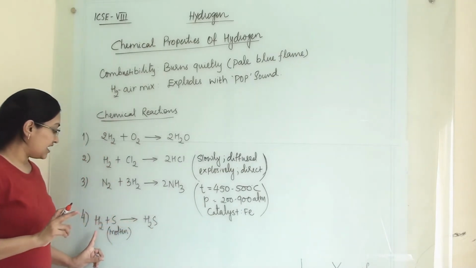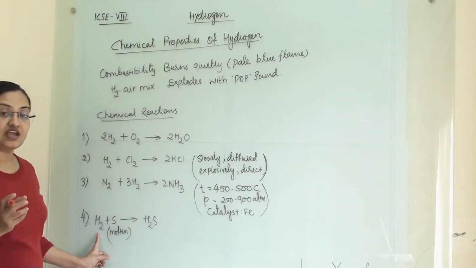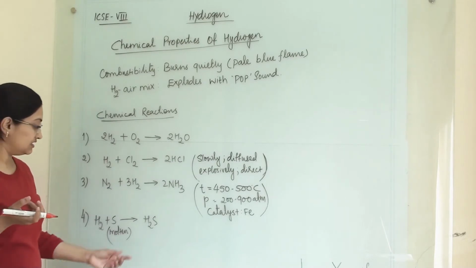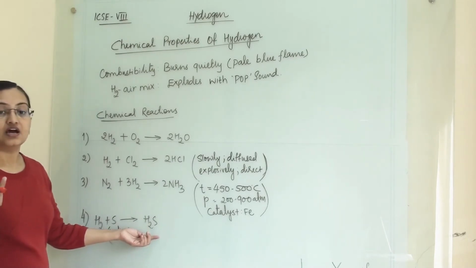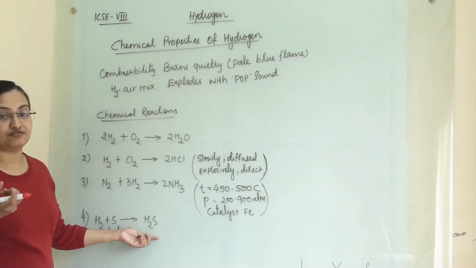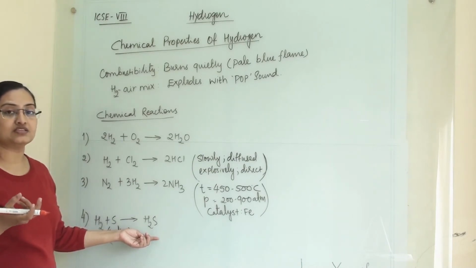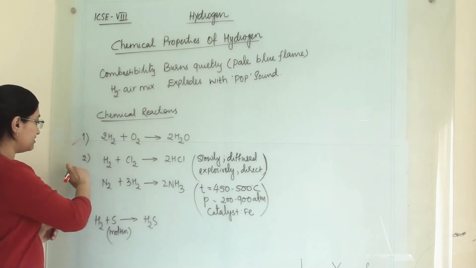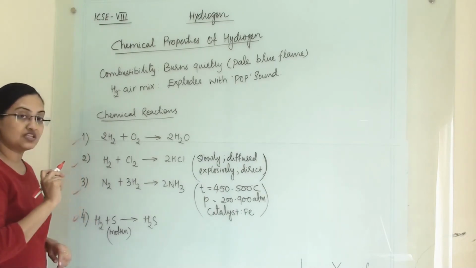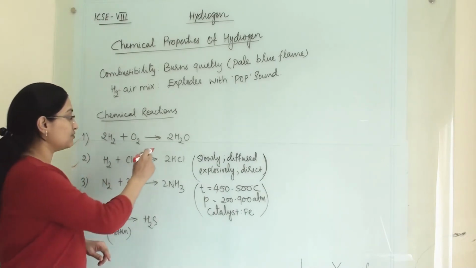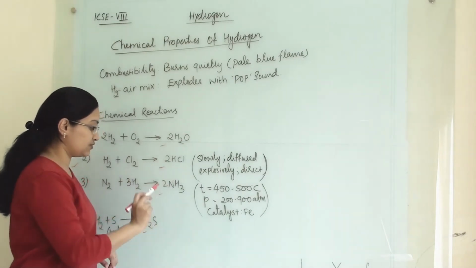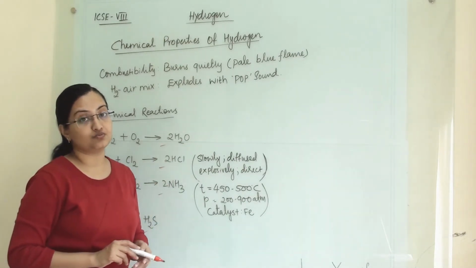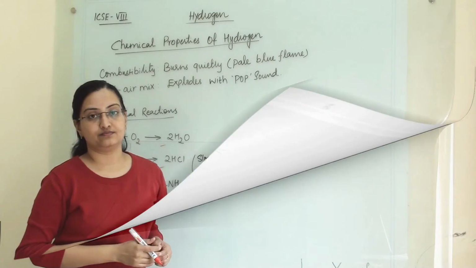Then the fourth reaction is when hydrogen reacts with moist sulfur, it will give us hydrogen sulfide gas, a foul-smelling gas. So these are some of the important reactions which show that hydrogen gives us very important industrial products, and that's why hydrogen is one of the important gases.